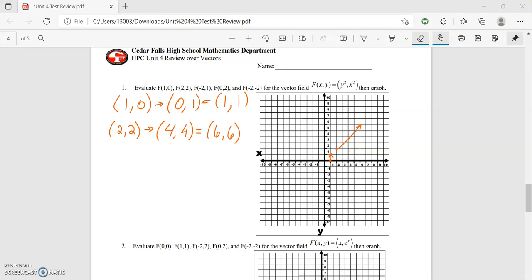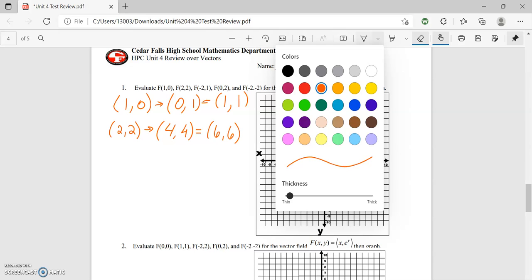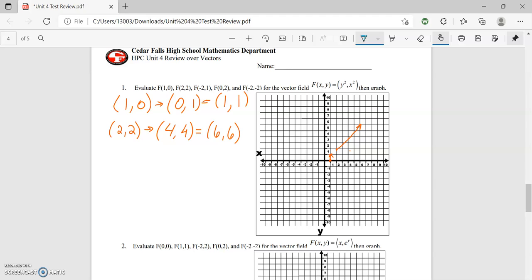I apologize, I meant to do this last time too. Let's change the color so we're turquoise. Let's move on to this next point, (-2, 1). Finally, two pretty different numbers. So our vector is going to be evaluated. The x component of our vector is going to be the original y squared, so that's just 1. The y component of the vector takes the original x and squares it. So (-2) squared is 4.